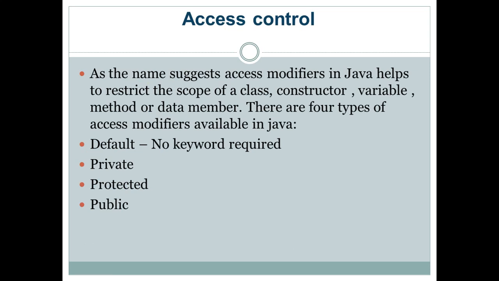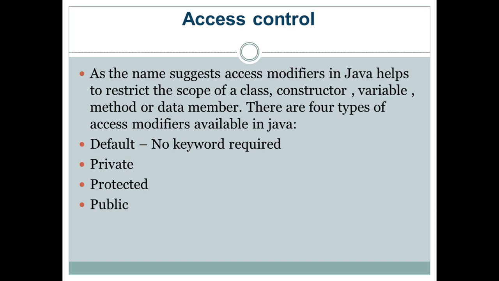As the name suggests, access modifiers in Java help to restrict the scope of a class, constructor, variable, method or data members. Access control is an important attribute provided by encapsulation. It specifies what parts of a program can access the members of a class to prevent misuse. It allows access to data only through a well-defined set of methods, so you can prevent the misuse of the data.